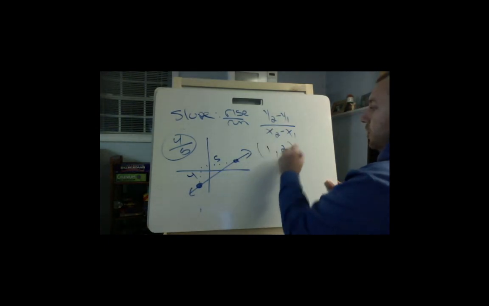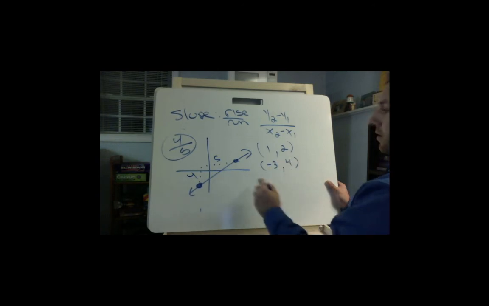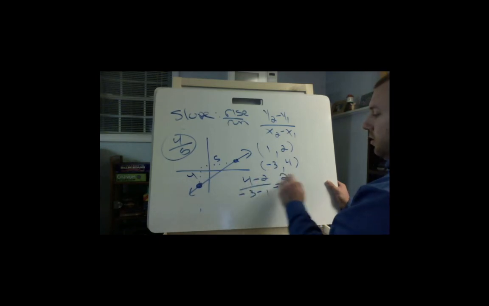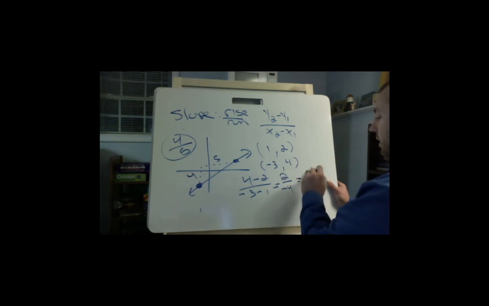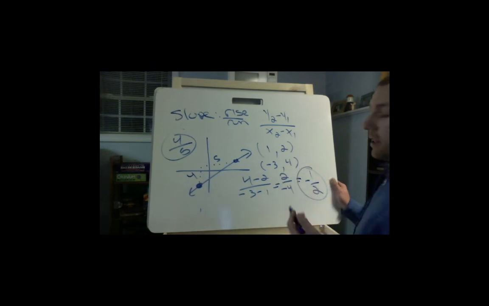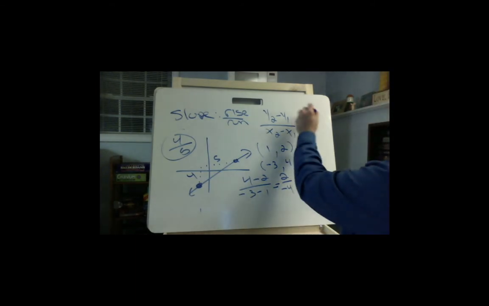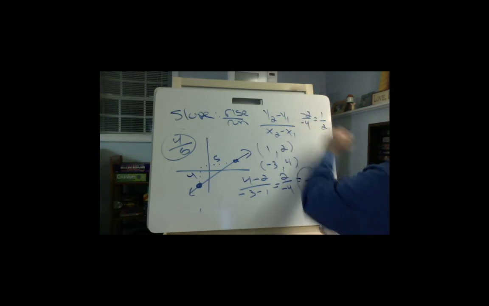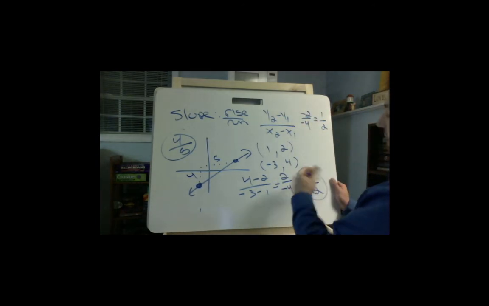With this one, I find the slope between 2 points. So let's say 1, 2, and negative 3, 4. I would do 4 minus 2 over negative 3 minus 1. I would get 2 over negative 4, and then have to reduce down to negative 1/2. That's my slope. Remember, I always have to reduce. If it's a negative 2 over a negative 4, that comes out to be a positive. If one of these is negative, the whole fraction's negative, that sort of thing.